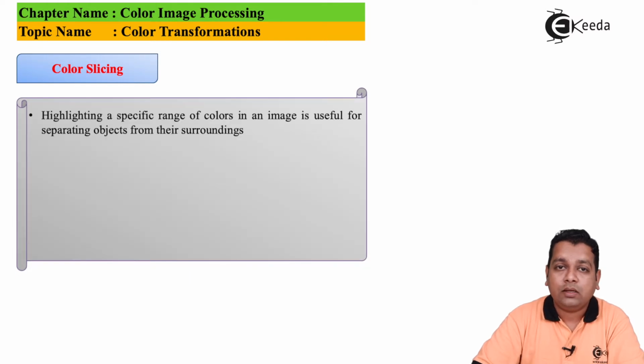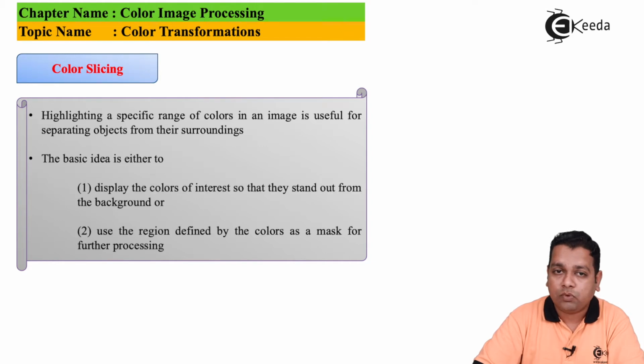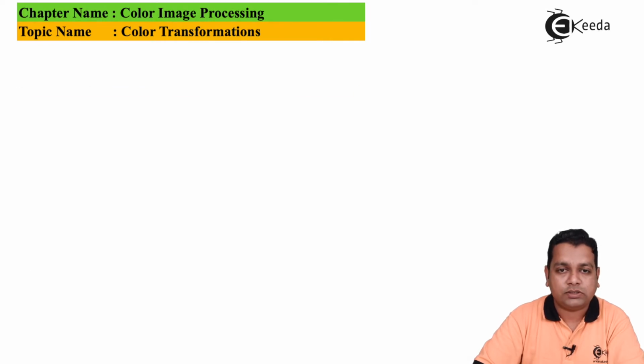Highlighting a specific range of colors in the image is useful for separating objects from their surroundings. The basic idea is either, first of all, to display the colors of interest so that they stand out from the background, or, second, to use the region defined by the colors as a mask for further processing.